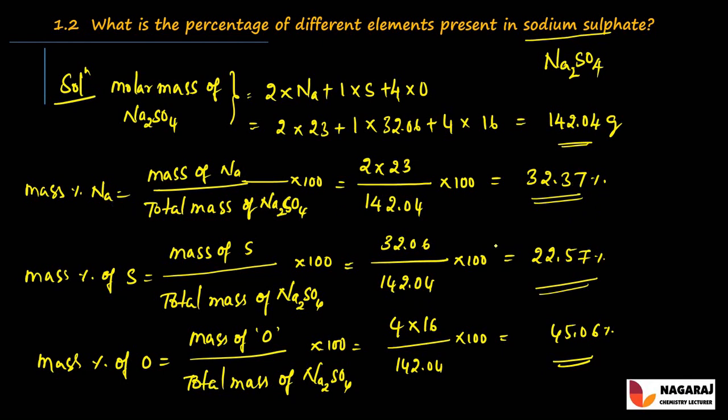So out of 100% of sodium sulfate, 32.37% of sodium, 22.57% of sulfur and 45.06% of oxygen is present. That is the mass percentage of the elements present in the compound.